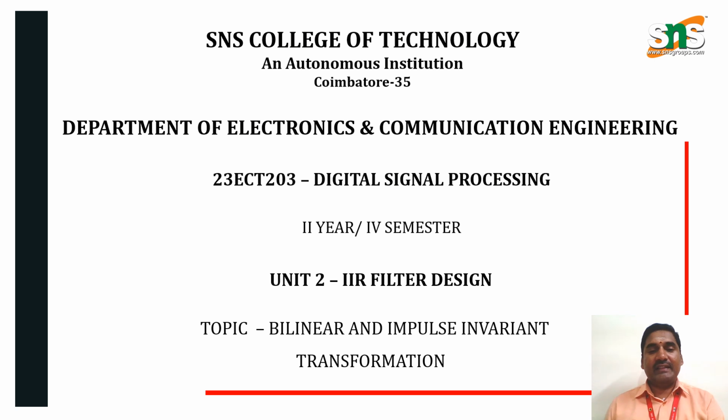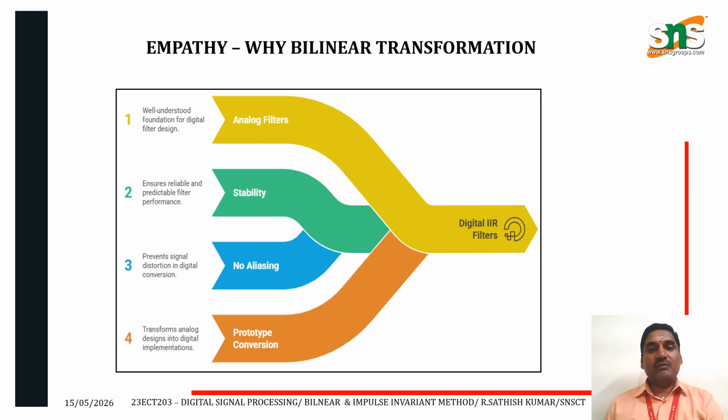Now let us see another video lecture series on bilinear and impulse invariant transformation in IIR filter design. First, why bilinear transformation? Digital IIR filters are derived from analog filters, a well-understood foundation for digital filter design. Stability ensures reliable and predictable filter performance. No aliasing prevents signal distortion in signal conversion. Prototype conversion transforms analog designs into digital implementations.